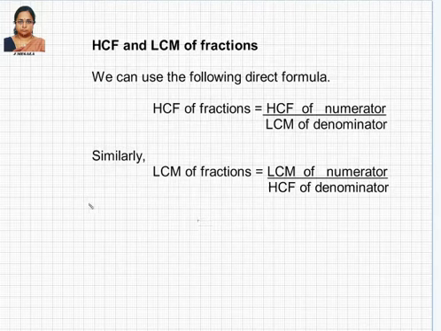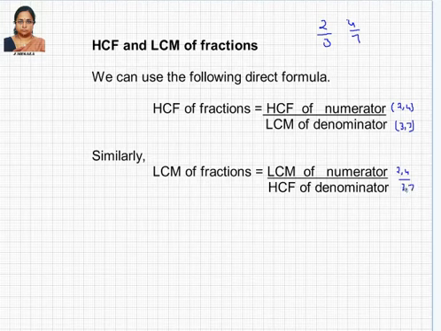Next, LCM and HCF of fractions. We can use the following direct formula. HCF of fractions is nothing but HCF of the numerators divided by LCM of the denominators. Suppose you are given 2 by 3 and 4 by 7. We can say the HCF of the fractions is the HCF of the numerators, 2 and 4, divided by the LCM of the denominators, 3 and 7. And similarly, the LCM of the fractions is the LCM of 2 and 4 divided by the HCF of 3 and 7. So that's the formula.